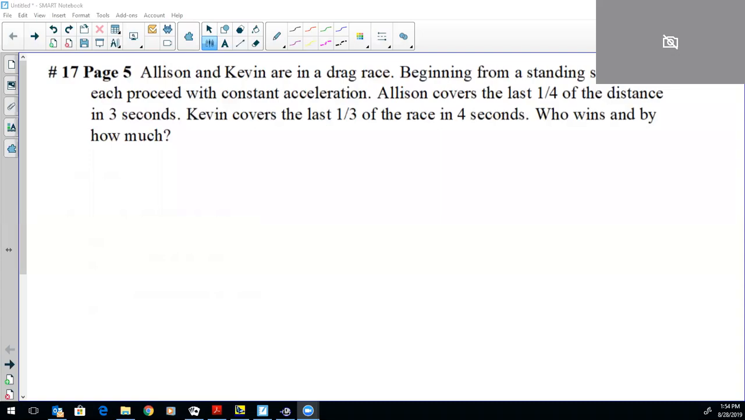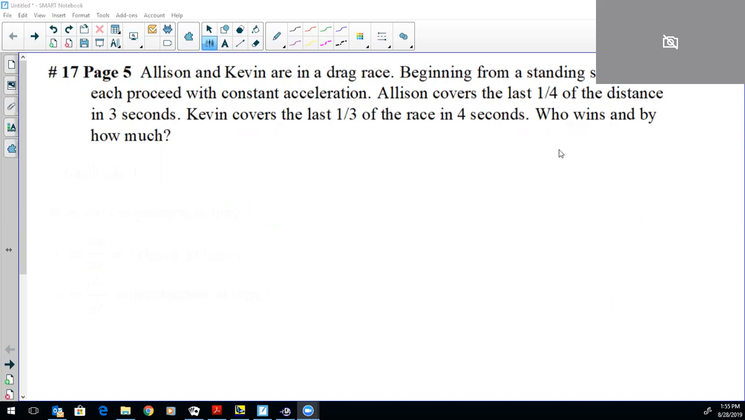I've been having some questions about the drag race type problems. So I thought maybe I ought to do the one that's in the book, and then maybe you can figure out the one that's on the homework. This is number 17, page 5, and it's supposed to be a hard problem because it's the very last one in the section. So we have Allison and Kevin.